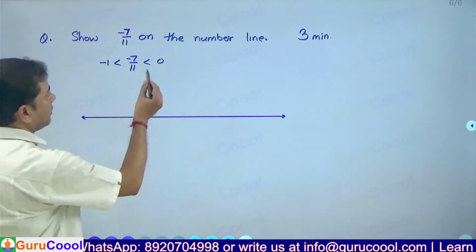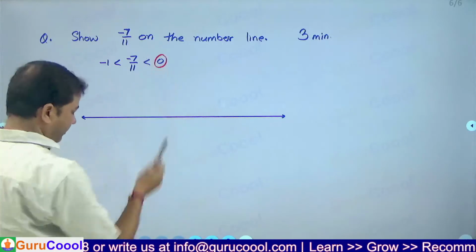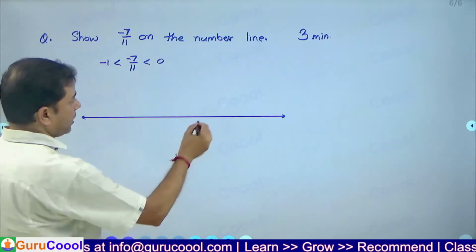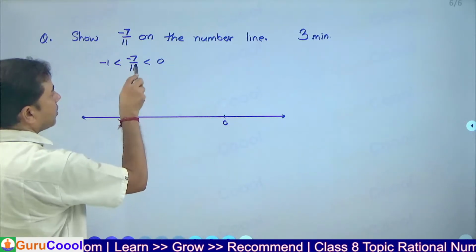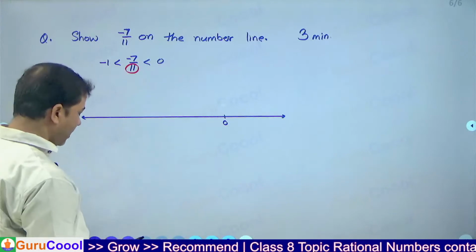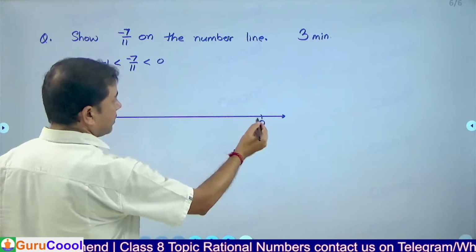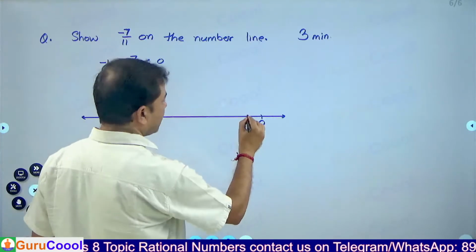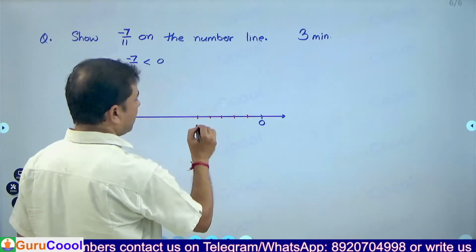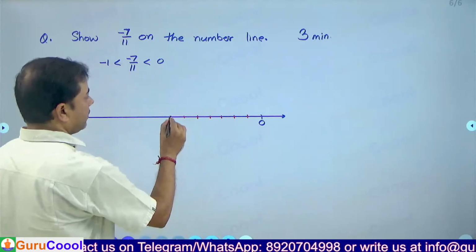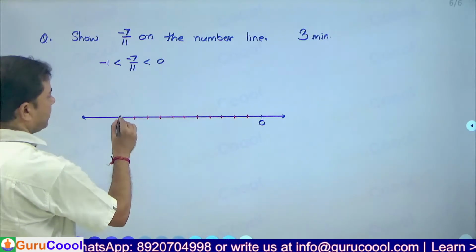So let's take 0 and minus 1. Better to start with 0, not with minus 1. So let's take 0 somewhere. And on the left side of 0, we need a total of 11 points, remember. Total 11 points. 0 and then 1, 2, 3, 4, 5, 6, 7, 8, 9, 10, 11.